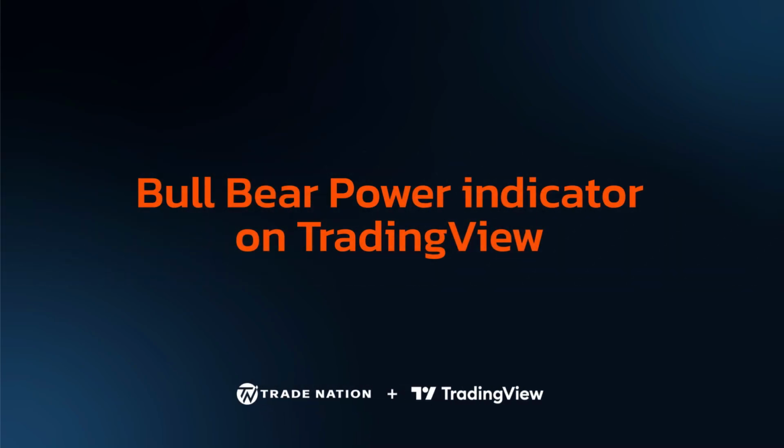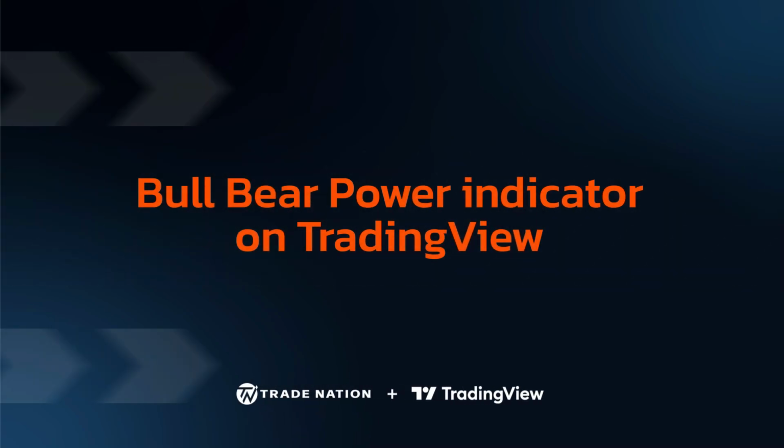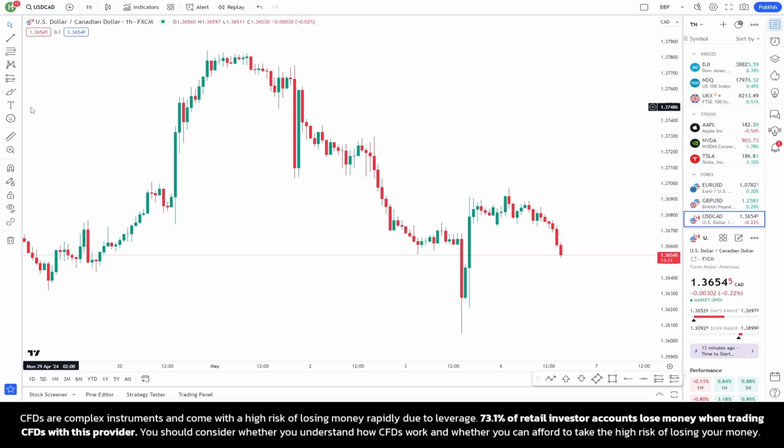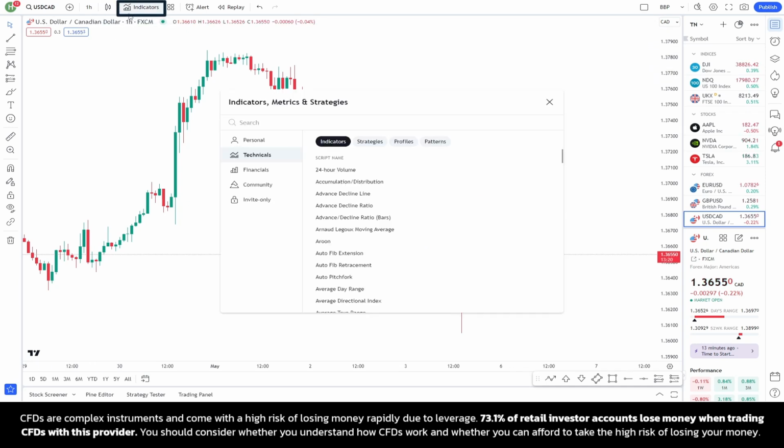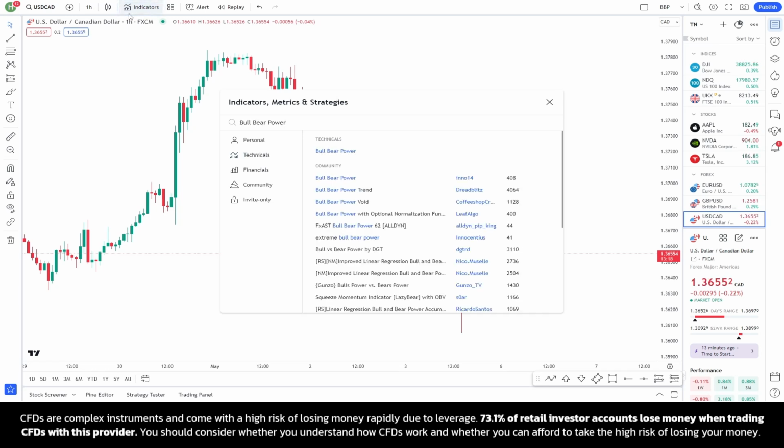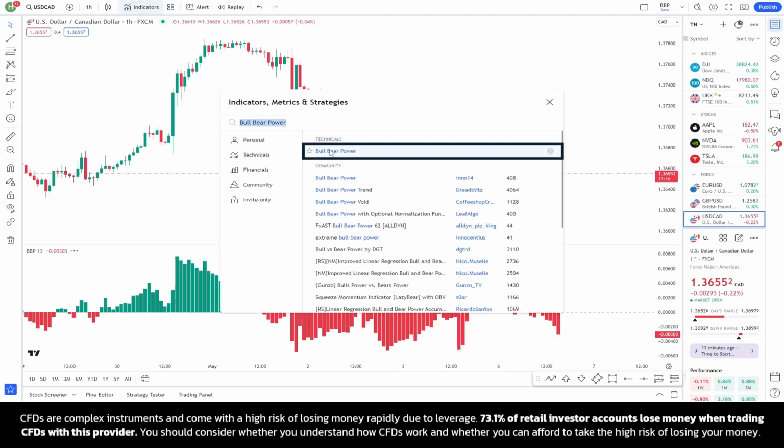The bull-bear power indicator, also known as the Elder Ray Index, is a technical analysis tool designed to measure the balance of power between buyers, bulls, and sellers, bears. This indicator can be incorporated into your chart through the Indicator tab within the top toolbar.